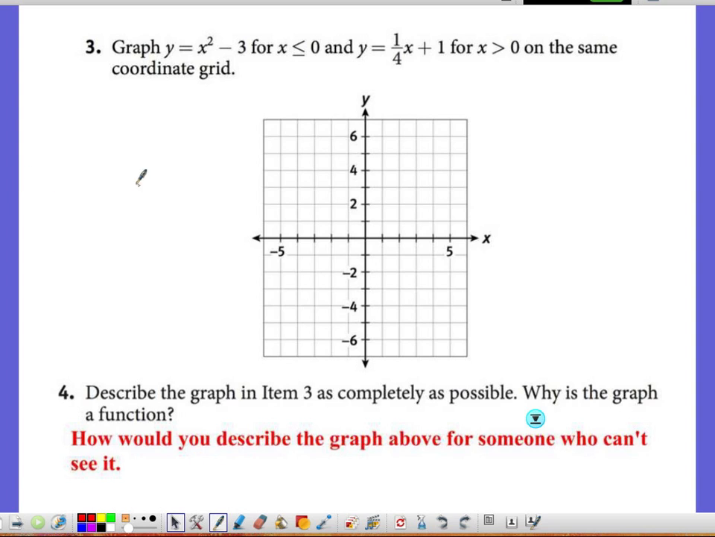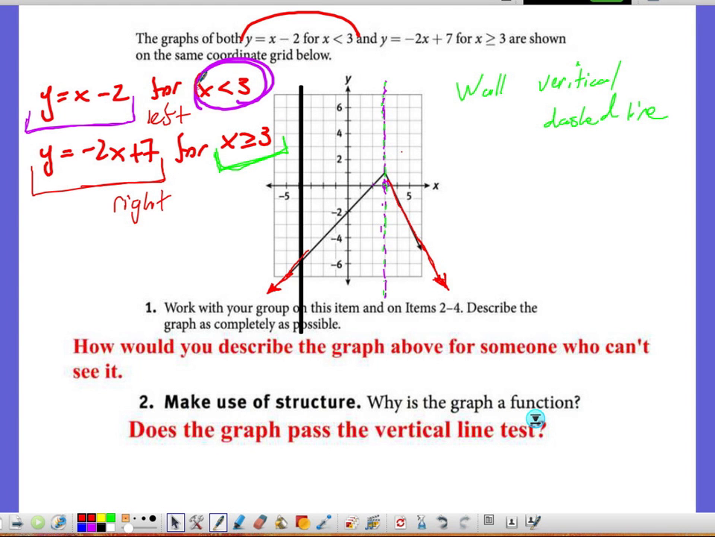Alright, now we begin graphing piecewise defined functions. So here we have y is equal to x squared minus 3 for x is less than 0, and y is equal to 1 over 4 x plus 1 for x is greater than 0. Now notice in the previous example the domain restrictions both included the number 3, and that's very common for domain restrictions. They're always going to include a pair of numbers that are the same, and so wherever you see the common number, that's where the wall is going to be.